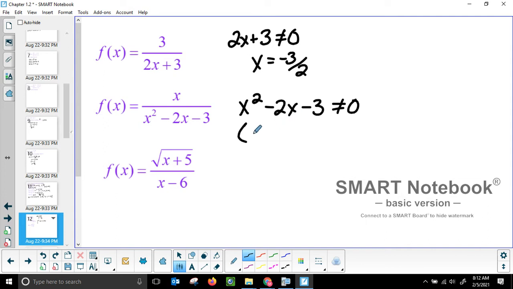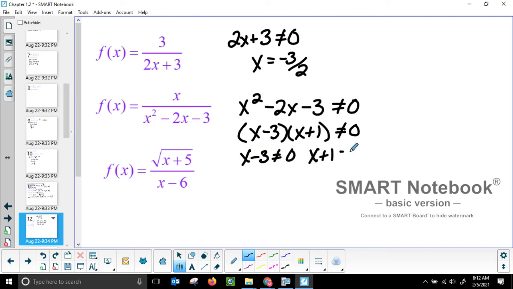All right, so this will factor to x minus 3 and x plus 1. Of course, when you have multiple factors set equal to 0, you set each one equal to 0 and solve. So x minus 3 cannot be 0, and x plus 1 cannot be 0. So here we know that x cannot equal 3, and here x cannot equal negative 1.